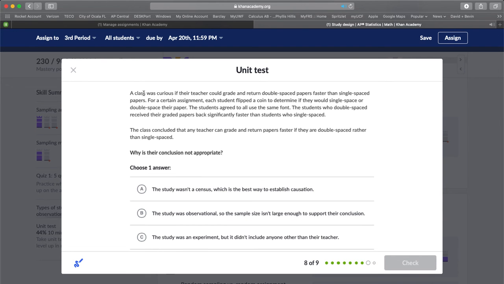All right. Again, a lot of words here. Let me read this for a quick second, and then I'll guide you through it.